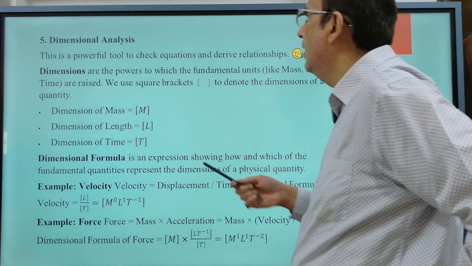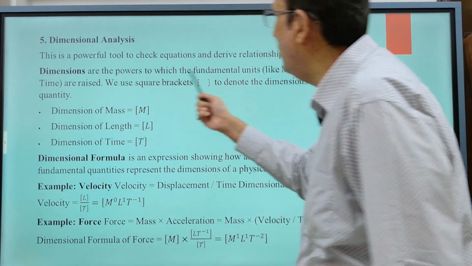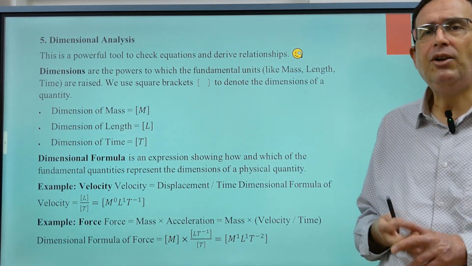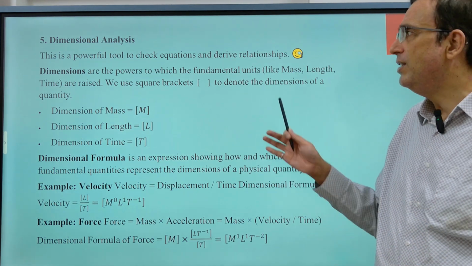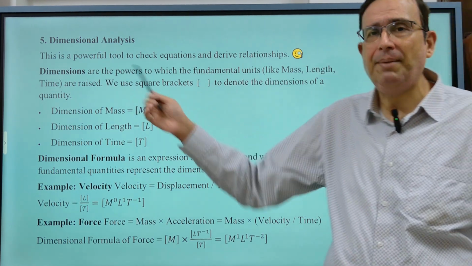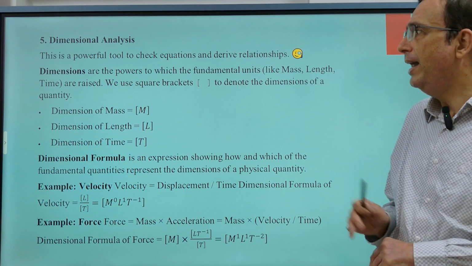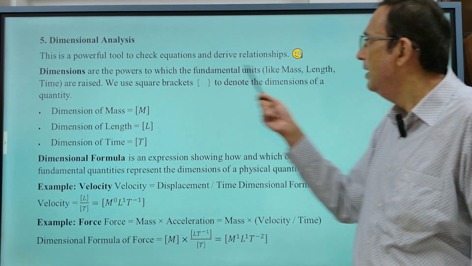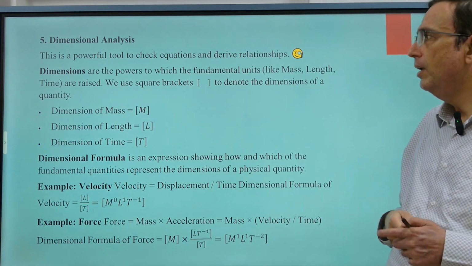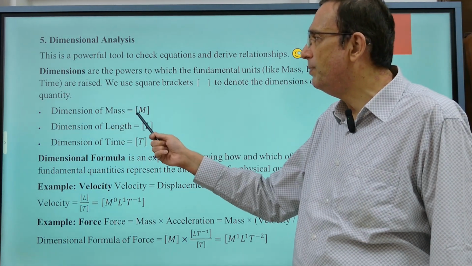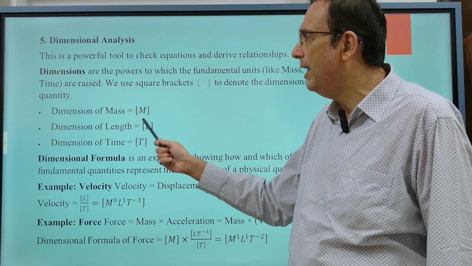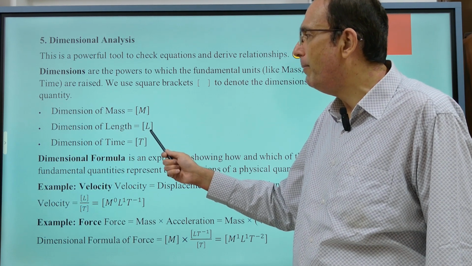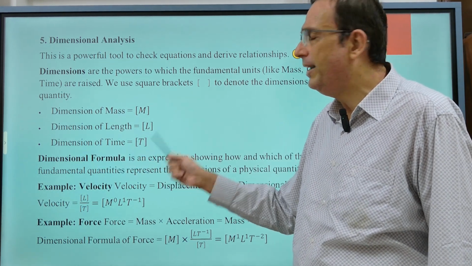Basically, we are talking about fundamental units like mass, length and time. And then we are talking about some physical quantity which has mass, length and time in it. Then we can talk about the dimension of that physical quantity in terms of these fundamental dimensions. The dimension of mass is expressed in a square bracket with a capital M. Dimension of length is expressed as capital L in a square bracket, and dimension of time as capital T in a square bracket.